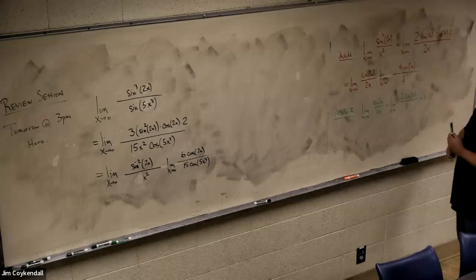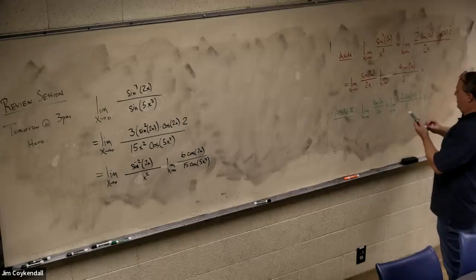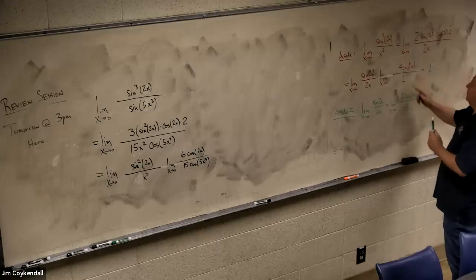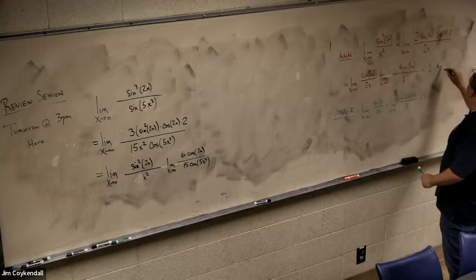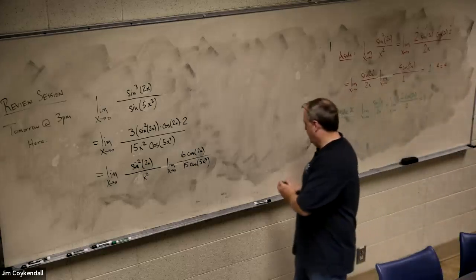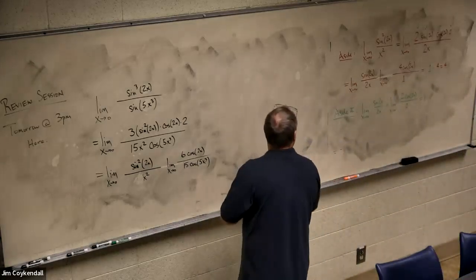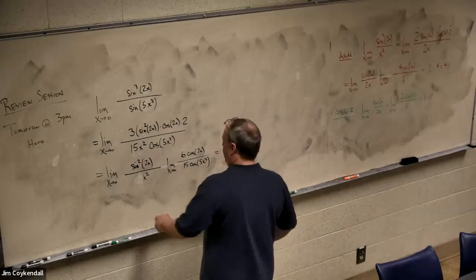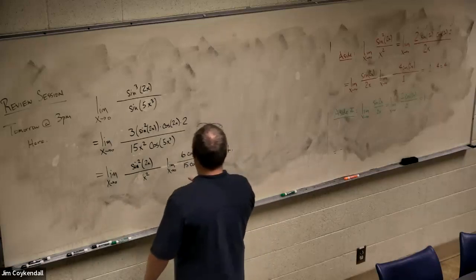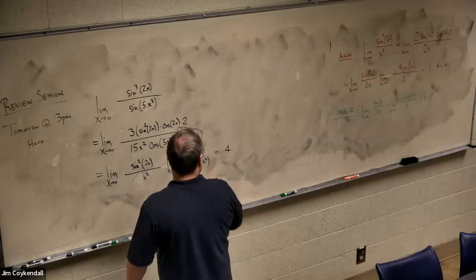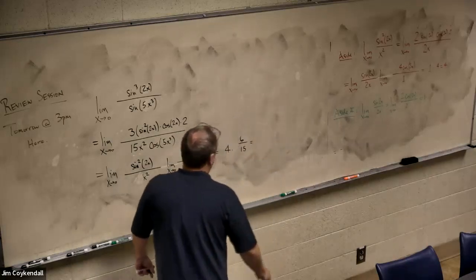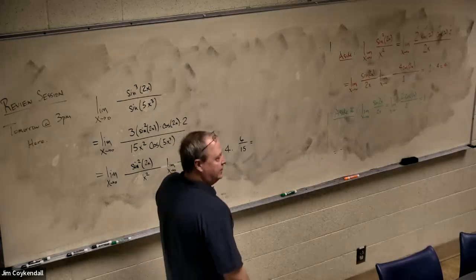So backtracking, that means this limit is 1 times 4. Right. Backtracking again, after our original mess, this thing turned out to be 4 times, what's this limit? Well, this was just a straight plug in, 6 over 50. And 24 over 50 is the answer.